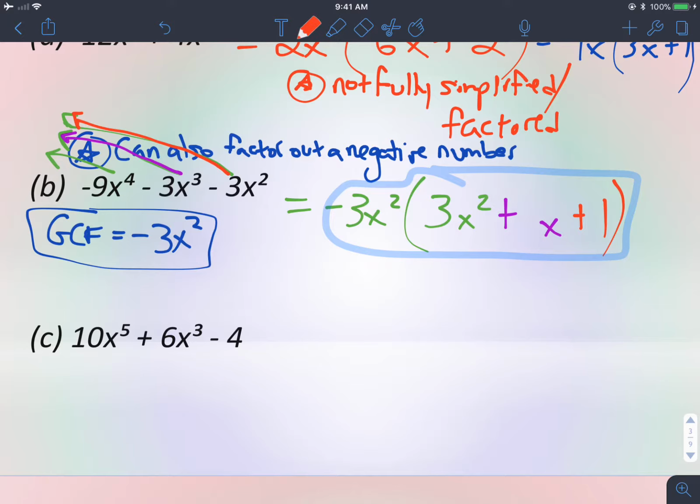Okay, so maybe I'll just do it without writing everything out. They have a 2 in common. So I'm going to pull a 2 out of everything, and I'm just going to write 2, parentheses, 5x to the fifth, 6 divided by 2, 4 divided by 2. Okay, done.